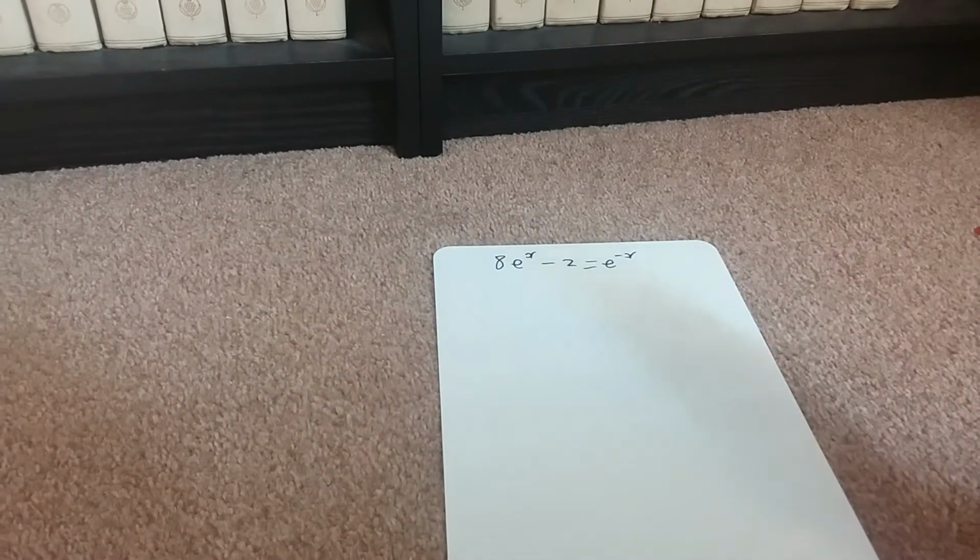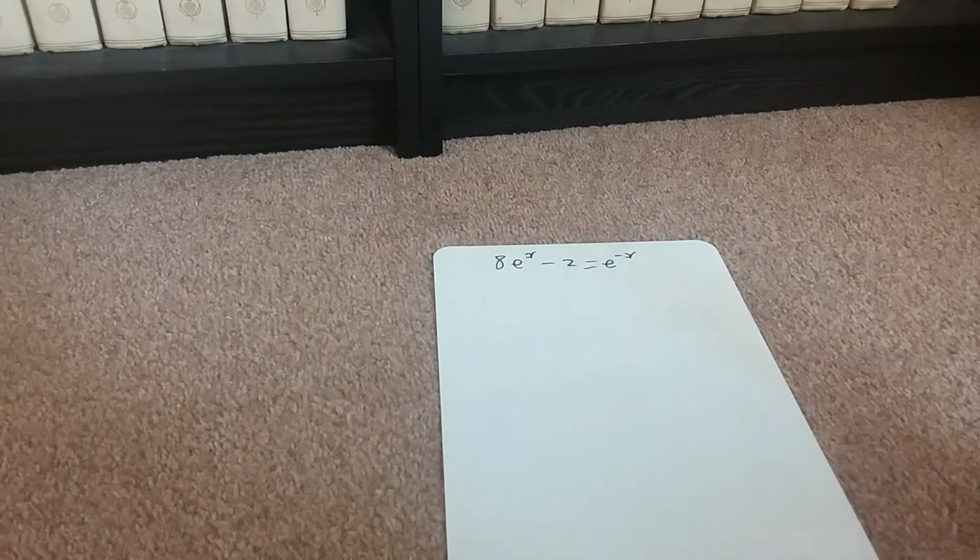Right, here's one for you to have a go at. Pause the video. Your strategy here is multiply through by e to the x and try and get a quadratic equation. Pause it, have a go. Okay, let's have a go.